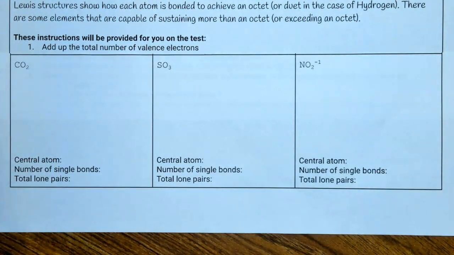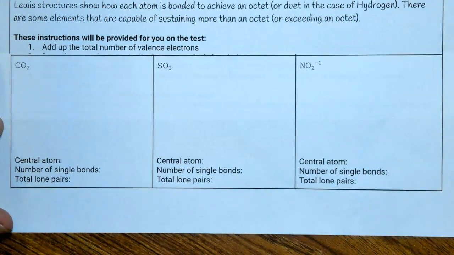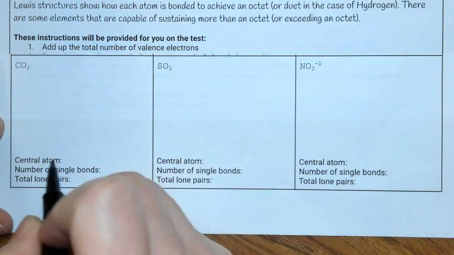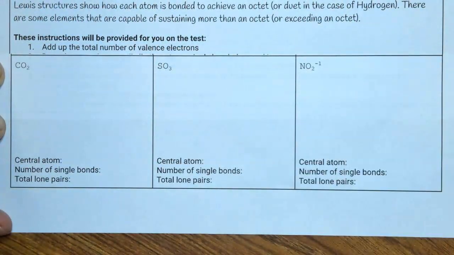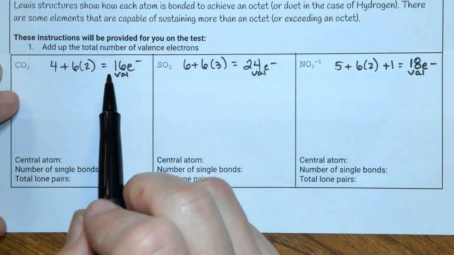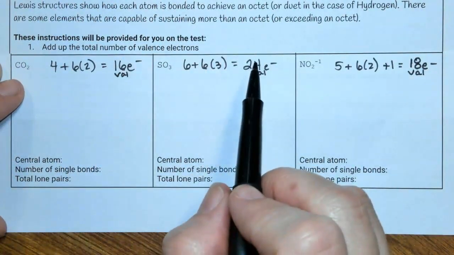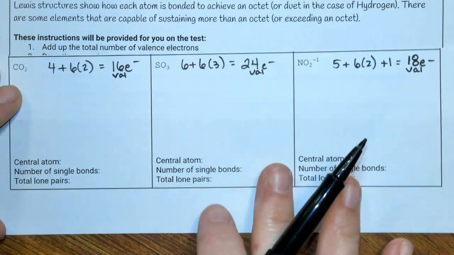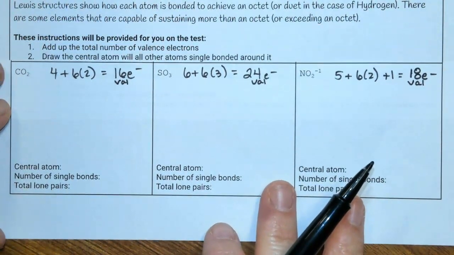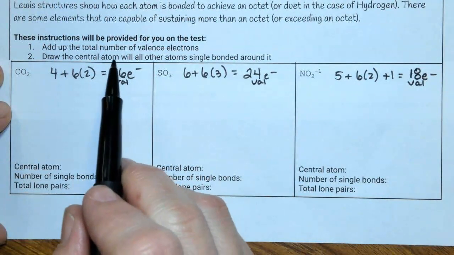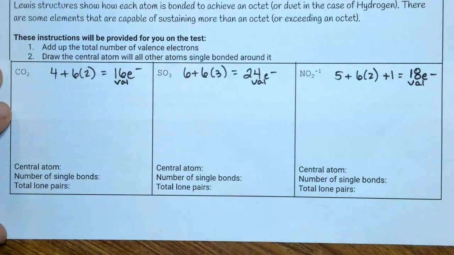Here's my final set, and it also has one thing different than the others did. First, I'm going to add up my total number of valence electrons for each of these. All right, this one has 16, this has 24, this has 18. Next step, number 2, I'm going to draw my central atom, and I'm going to draw all the other atoms bonded around it.